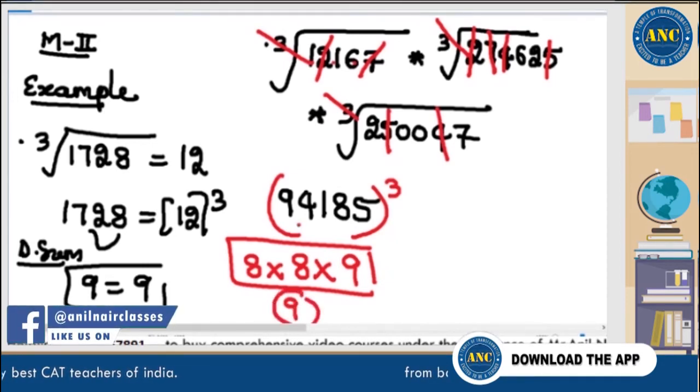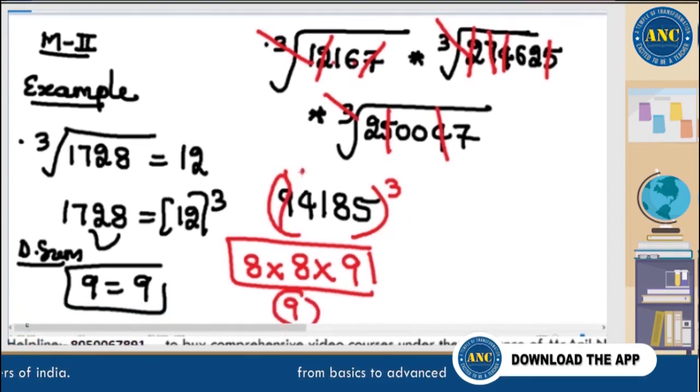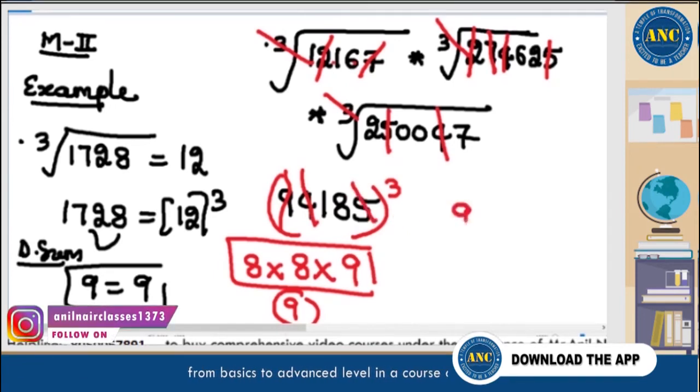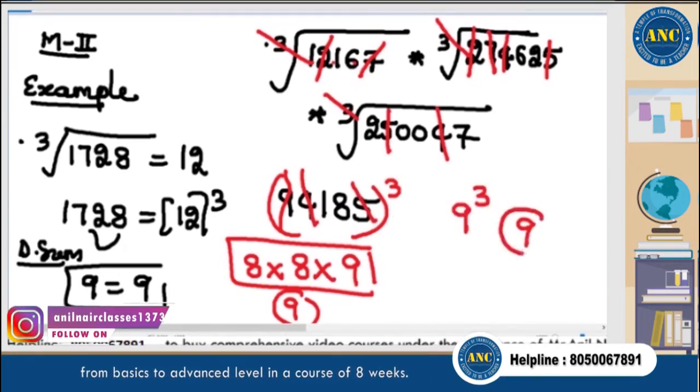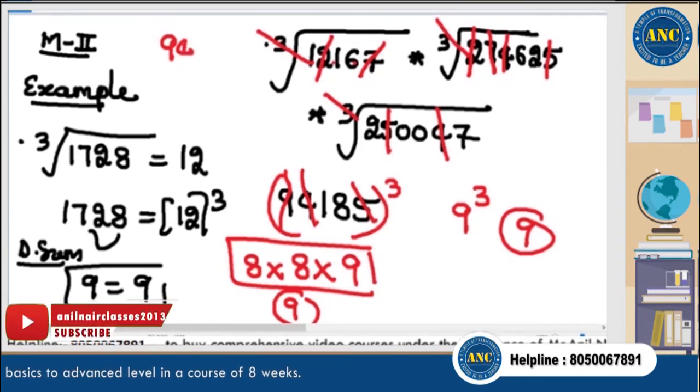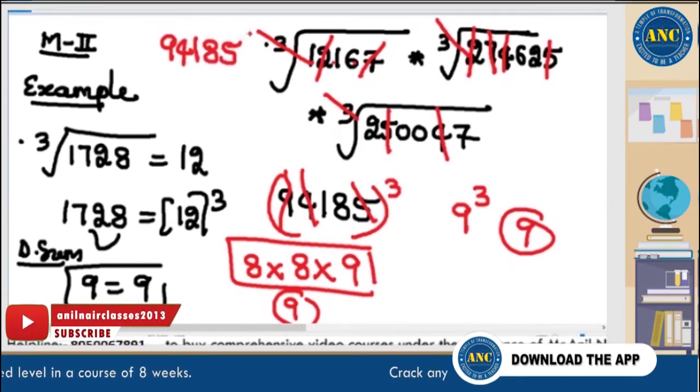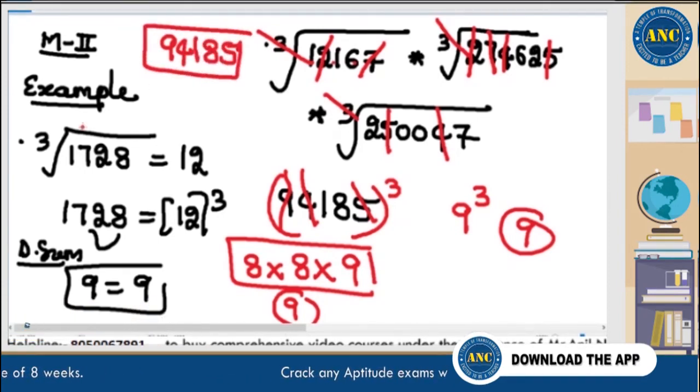Any number multiplied by 9, the answer's digital sum is 9. This is 9. 4 plus 5, 9. 1 plus 8, 9. 9 power any number, 9. Answer is 94185. Without finding the cube root, you can solve the question using this concept.